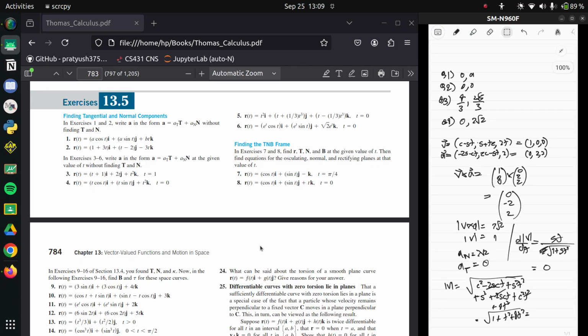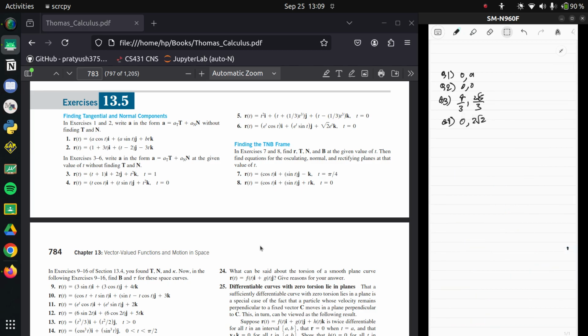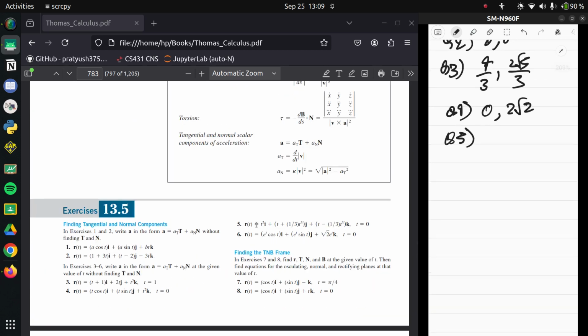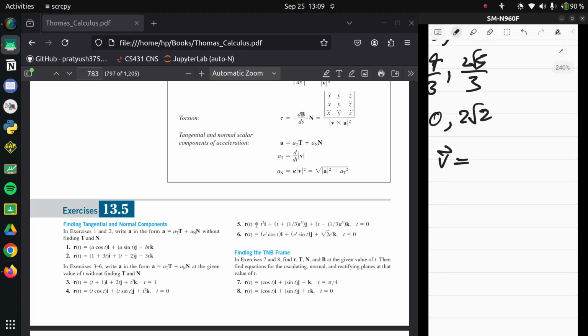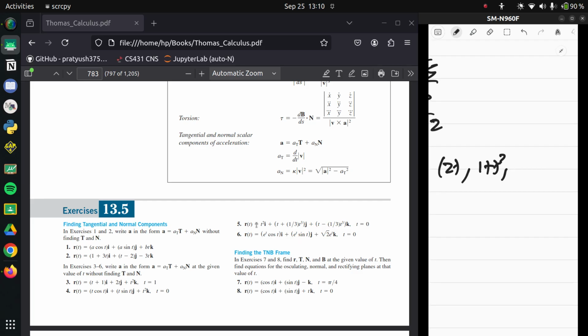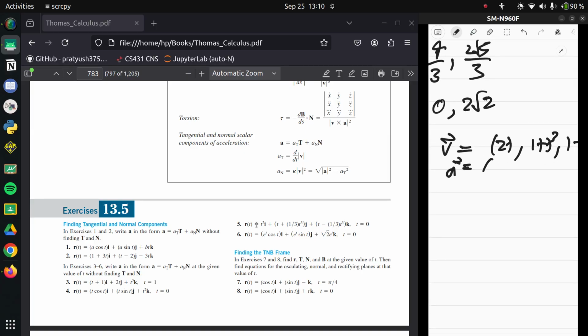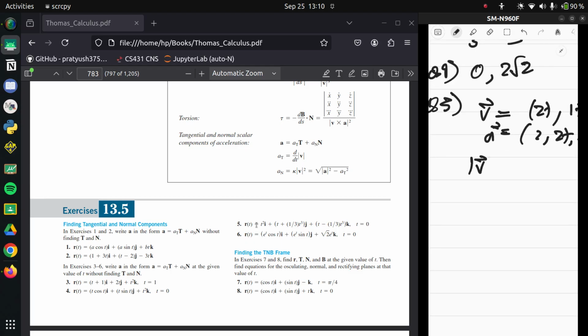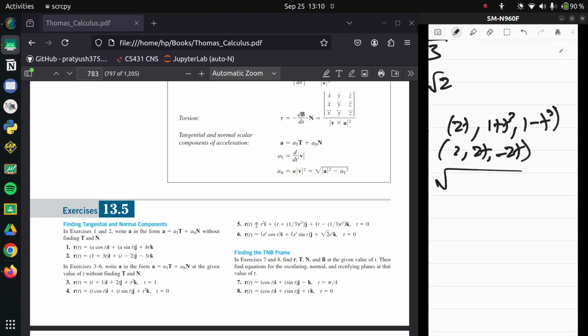Okay, next question. Question 5 is once again the same stuff. r(t) equal to this. So you just figure out the velocity and acceleration. The velocity is just going to be 2t comma 1 plus t square, and then 1 minus t square. The acceleration turns out to be 2 comma 2t comma minus 2t.